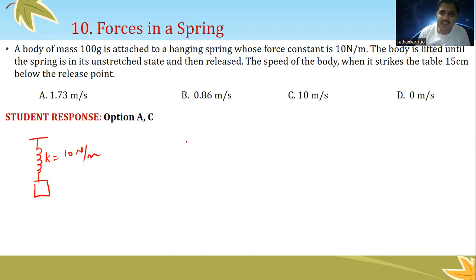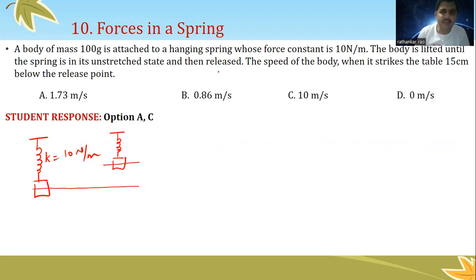Force constant is given. The body is lifted until the spring is in its unstretched state, which means that you lift it upwards. So the new diagram looks like this. This was the stretched state. This was the unstretched state.